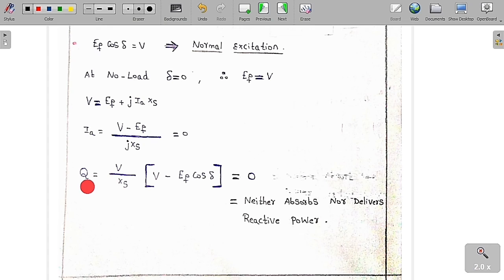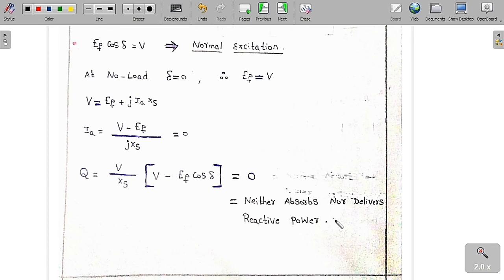Then what is the reactive power input, which is V square by XS minus V into EF by XS into cos delta. Then definitely we are going to get it equal to 0, because delta is equal to 0 and EF is equal to V. So this value we are going to get as 0.